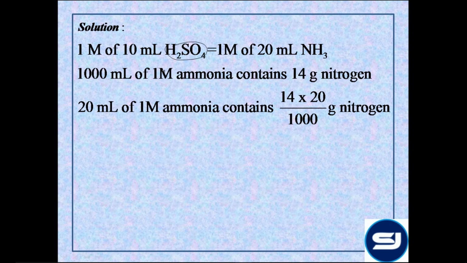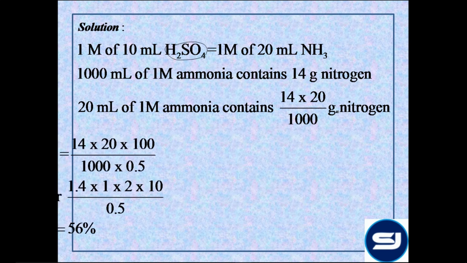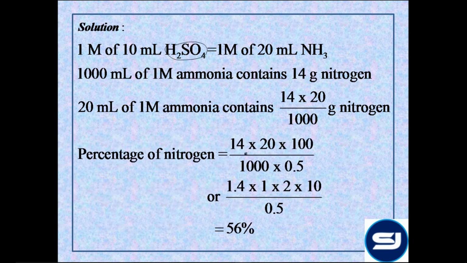So 1000 ml of 1 molar ammonia contains 14 gram nitrogen. 20 ml of 1 molar ammonia would contain 14 by 1000 into 20 gram nitrogen. So finally, the percentage of nitrogen would be 14 by 1000 into 20 by 0.5 into 100. So if we see the calculation, this gets cancelled off.